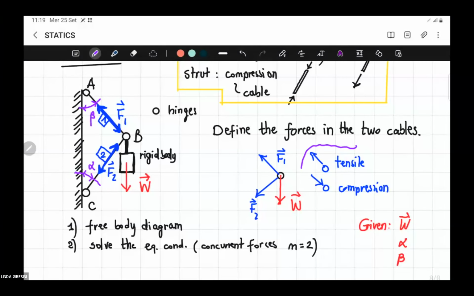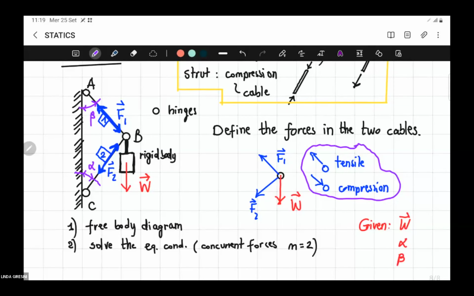Clear? So in principle, you don't know if the strut or the tie or the cable in general is subjected to tension or compression, you have to check it with the equilibrium conditions. So how can you start? Generally, it's given by experience. So for example, I already know what cable will be in tension and what cable will be in compression. But if I don't know it, I just assume it. You have to be coherent with your choice.